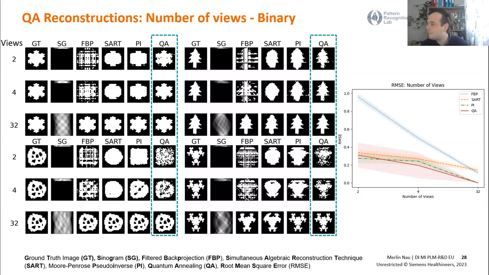Yeah. Thank you. And a follow-up question. You said something about problem size, right? You said you're dealing with 32 by 32. How many variables do you end up with by the time you send it over to the quantum annealer, give or take?